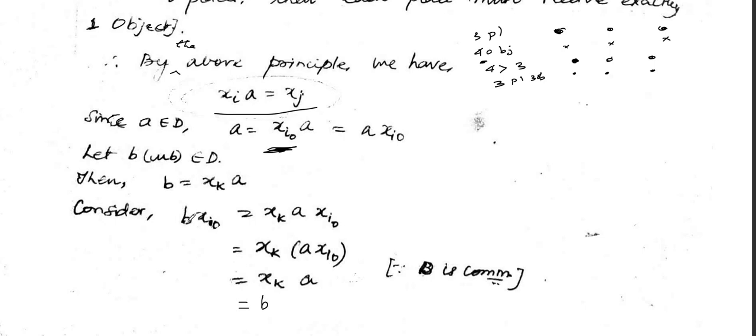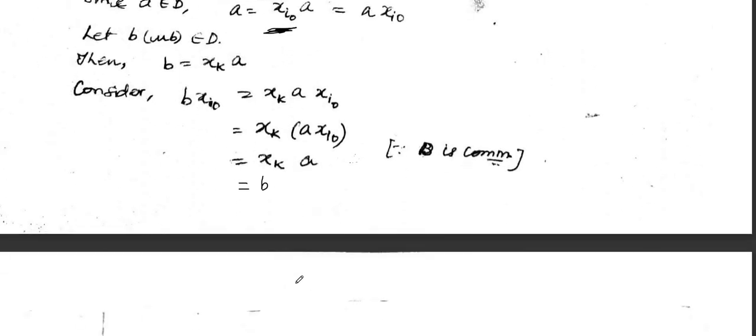So for that we consider b into xi naught. That gives me b is replaced by x_k a. So you have this, and by associativity, we have a xi naught, which is nothing but a. But x_k a is nothing but b by our assumption. So b xi naught is b, which means xi naught acts as the unit element. For convenience sake, we shall name it as 1, so that we have xi naught to be 1.